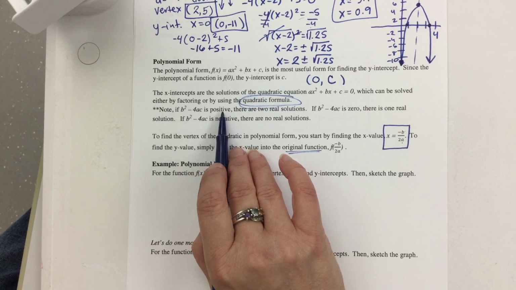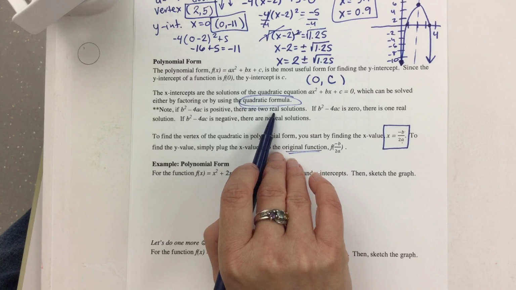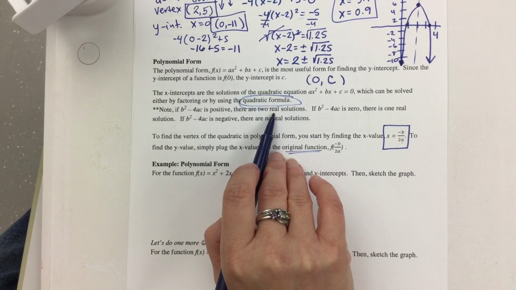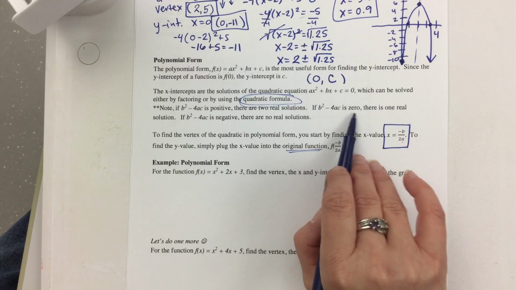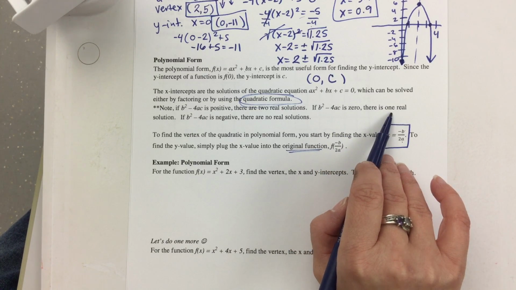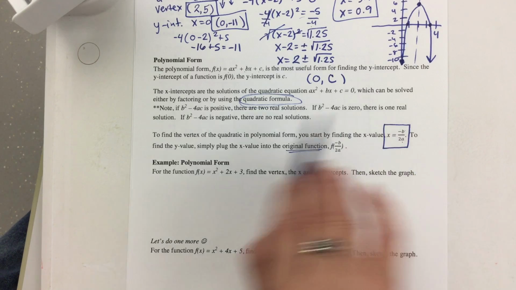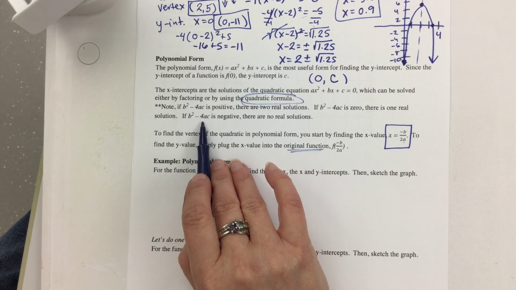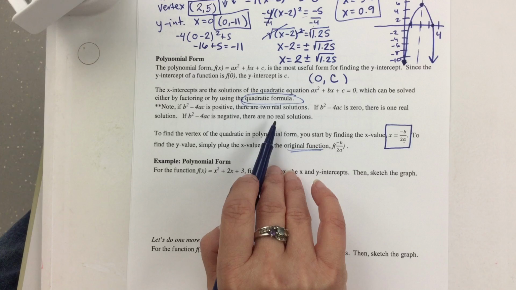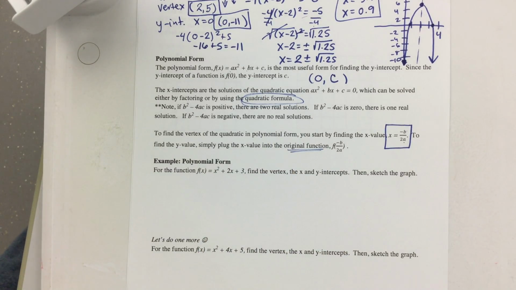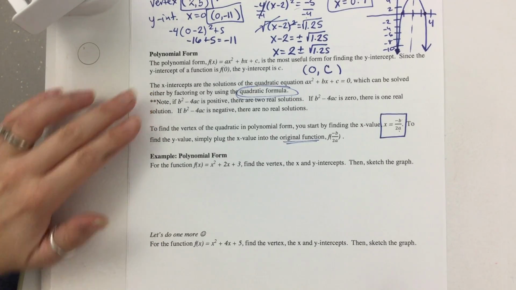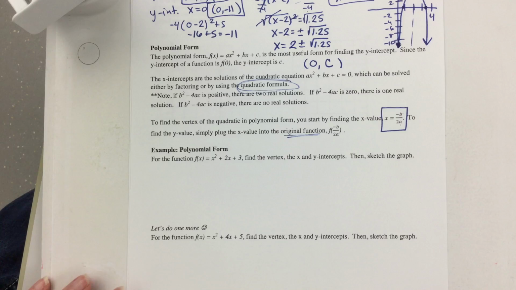If this is a positive value, there are 2 solutions. Your parabola crosses the x-axis 2 times. If b squared minus 4ac is 0, then there's 1 solution. That means it only touches the x-axis at 1 location. If b squared minus 4ac is a negative value, there are no solutions. That means that your parabola will never touch the x-axis. Okay, so just some review things from Algebra 2. All right, let's go ahead and do 2 examples.